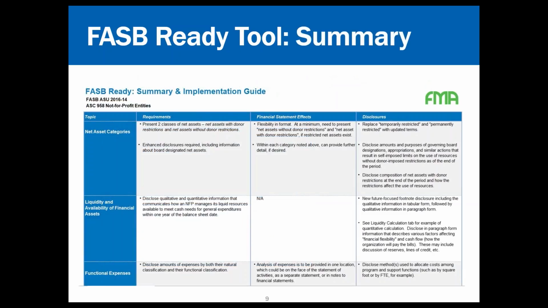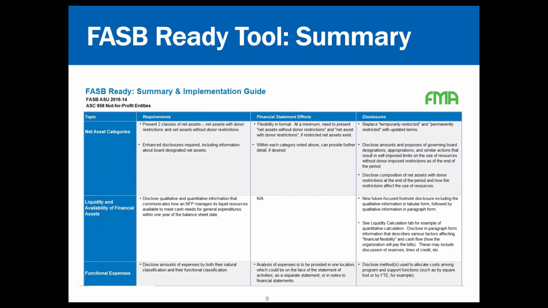We'll start reviewing the tool component by component. This is a snapshot of what the first tab looks like. It's section 1 of our tool, and it is the summary and implementation guide. We don't have the whole summary displayed here, just the first 3 topics. But we'll notice that we list the topic, and the requirements in plain English, which is what I like very much. So what does this mean for us in our nonprofits? And we know that the FASB ASU affects our external reporting.